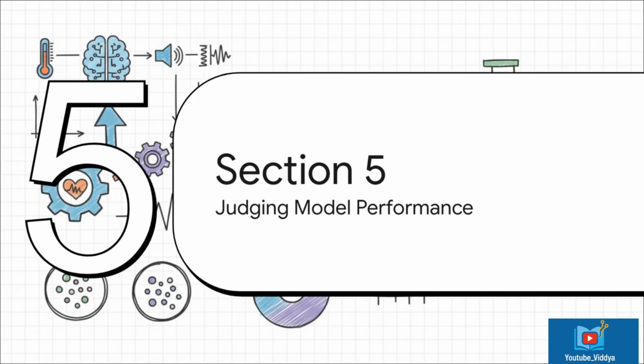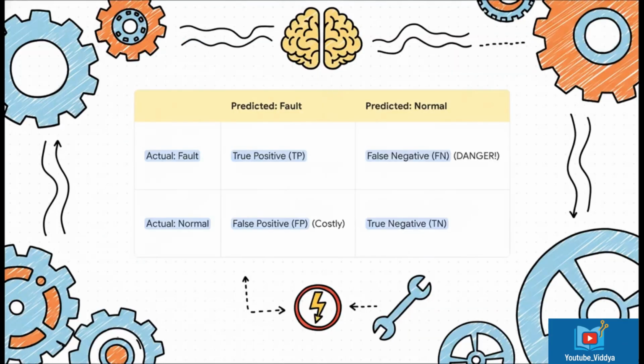So, we've trained a model? Great. But is it any good? How do we know? This is where we have to put on our judge's hat, because a model is completely useless if we can't objectively measure how well it works. This isn't about gut feelings, it's all about the hard numbers. And for a classification model, the absolute best tool for the job is something called a confusion matrix. It sounds complicated, but it just breaks down every single prediction.